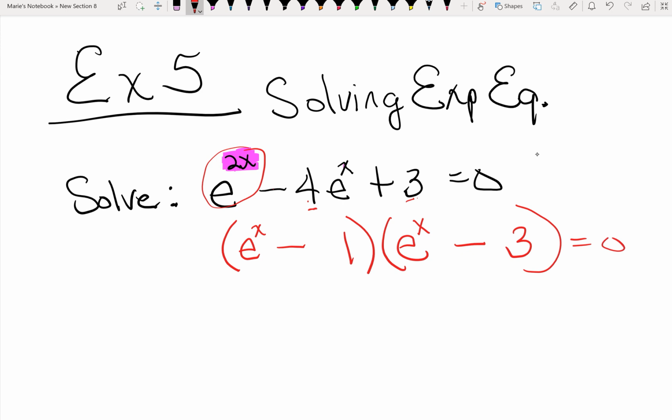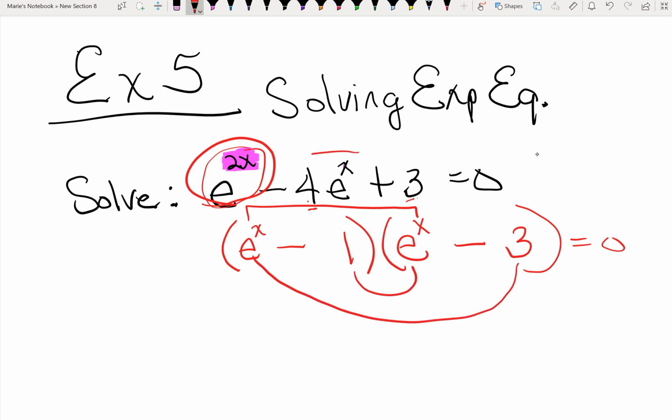So when you multiply these, just to prove it to you, e to the x times e to the x is e to the 2x. Inner, outer is e to the 4x. Negative 1 times negative 3 is positive 3. Okay, so I need you to remember that process. And if you need to replay this, you can. That's the beauty of a recording.